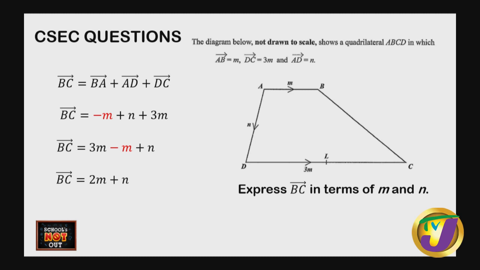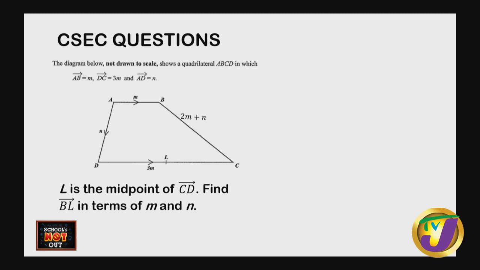All right, I think we can move to another part. Okay. So this is the same question, another part. We're given additional information now, Latoya, that L is the midpoint of CD. Midpoint. Middle. Halfway, I think, yeah, that's what it means. So we're finding vector BL in terms of M and N.